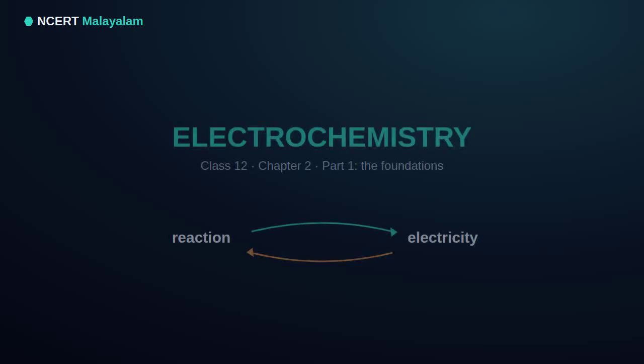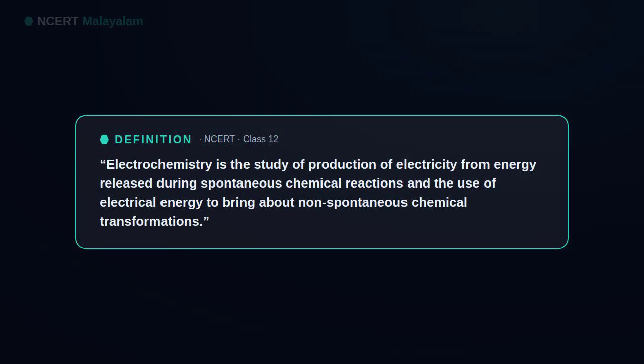This chapter, Electrochemistry, is about two things. First, how a chemical reaction can be used to make electricity. And second, the reverse, how electricity can be used to drive a reaction. To understand all of this, we first need some basic ideas: what an atom is, what an ion is, what a compound is, and how electrons are handed from one to another. This video is about those foundations.